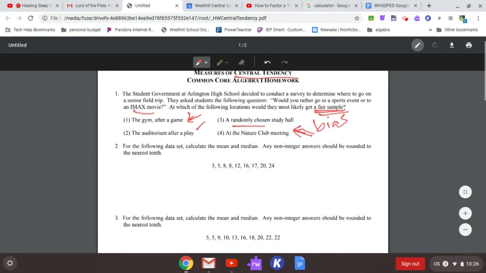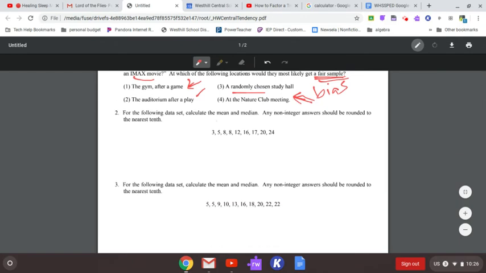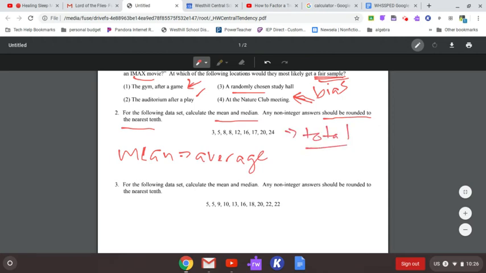Now if we take a look at the next number two, we're just looking at the mean and the median. And number three is the same thing. The thing to look for, again, is just reading directions. Make sure you round to the nearest tenth. We know our mean is our average. So we'll add these up, get your total, and divide by however many there are: 1, 2, 3, 4, 5, 6, 7, 8, 9. And you'll get your average, or your mean.